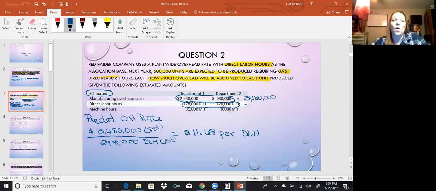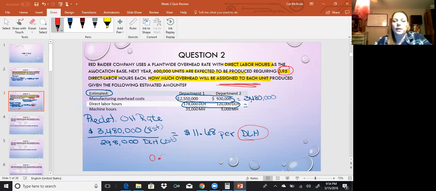Okay, now the next thing we want to do is assign it to each unit. How many units do we have? Oh wait, we don't know. How much overhead will be assigned to each unit? We have the $11.68. We have to know the direct labor hours per unit. Do we know that? 0.95. The direct labor hours per unit is 0.95.